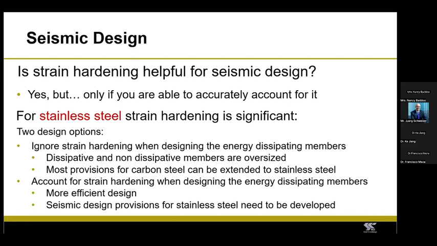One way of accounting for the strength hardening might be using a design approach that is based on the continuous strength method. The issue here is that at the moment, this method has not been developed yet. So if strength hardening is accounted for when designing the energy dissipating members, it is likely that using the seismic design parameters for carbon steel will be unsafe. And because of this, it is likely that all the seismic design parameters will need to be rederived for stainless steel.